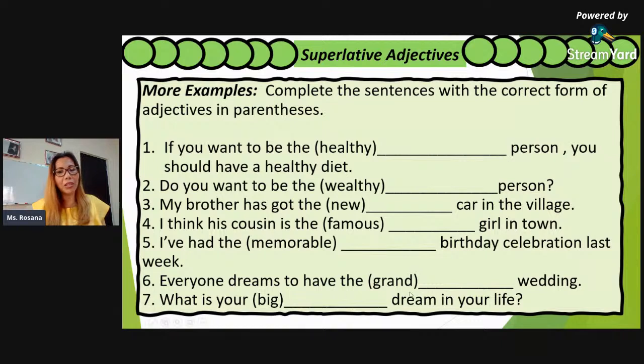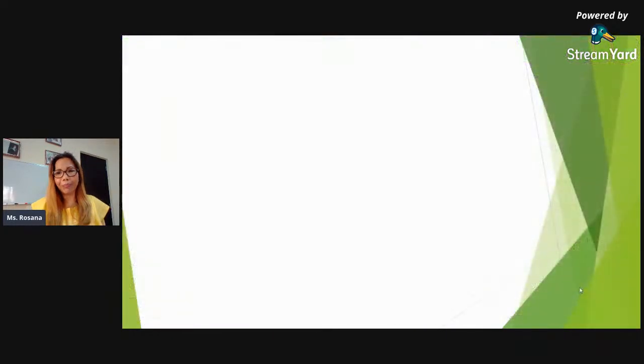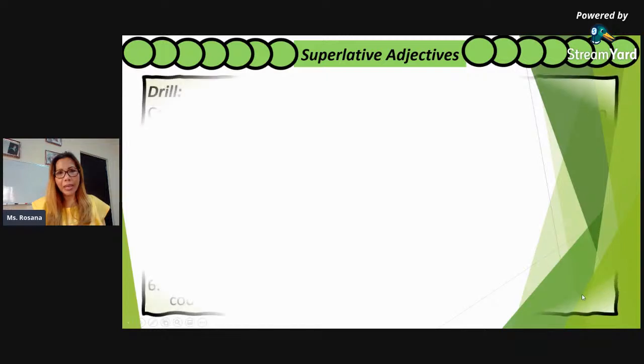And then number 7, big. What is your big dream in your life? Now here we don't use the article the because we have the pronoun your before the adjective. So we say, what is your big dream in your life? Form the superlative adjective of big. What is the superlative adjective of big? What is your biggest dream in your life? And all the others you have to form by yourself. Okay. The next slide.